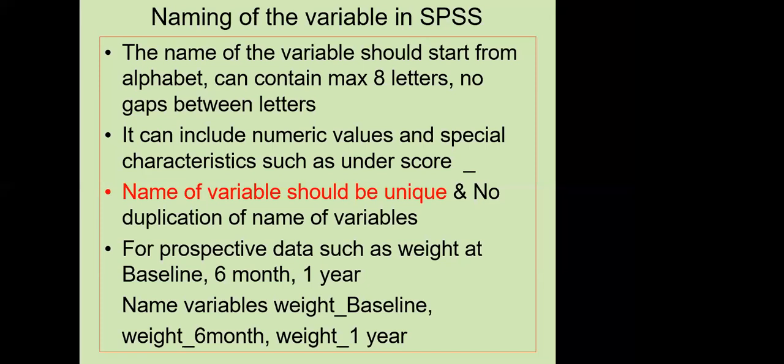For example, to measure the weight of the subject, suppose every 6 months you are measuring their weight. You can say weight at baseline, weight at 6 months, weight underscore 1 year. And in order to prepare your database in Excel, you have to make use of one row only to name the variables. Don't use 2 rows. Usually what we do, suppose age of the father is there, age of the mother is there. In one row, we write age. In the second row, we write father. And in the next column, we write age in the first row, and in the second row, we write mother. That should not be done. So you have to use age underscore subject.